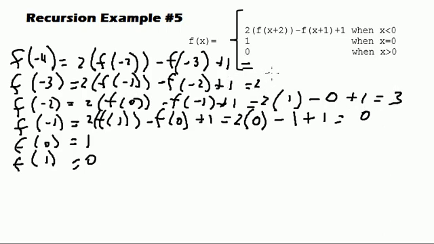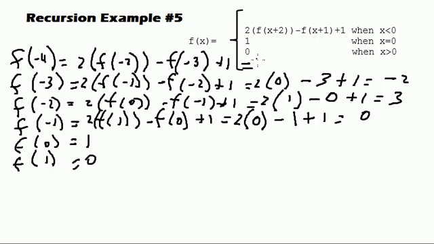Here we have 2 times the function of -1, which is 0, minus the function of -2, which is 3, plus 1. So we have 0 minus 3 plus 1 is -2.